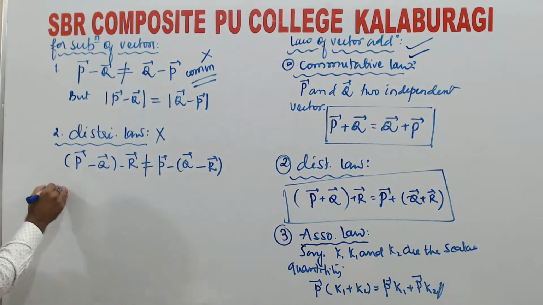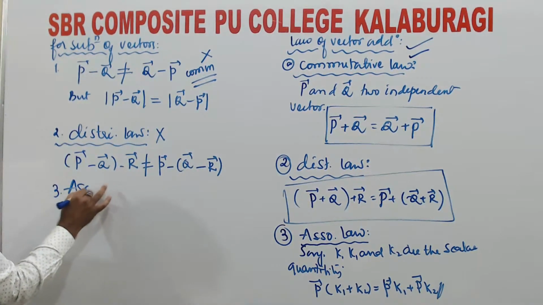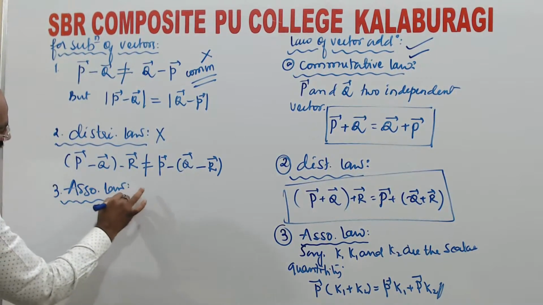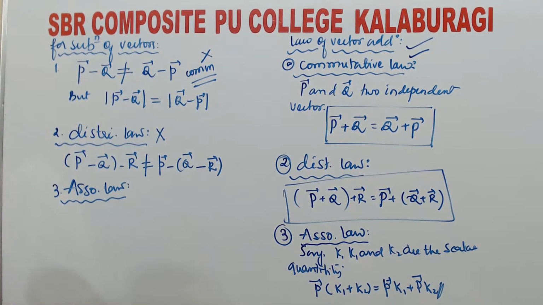Then the third one is called the associative law. The associative law is completely satisfied.